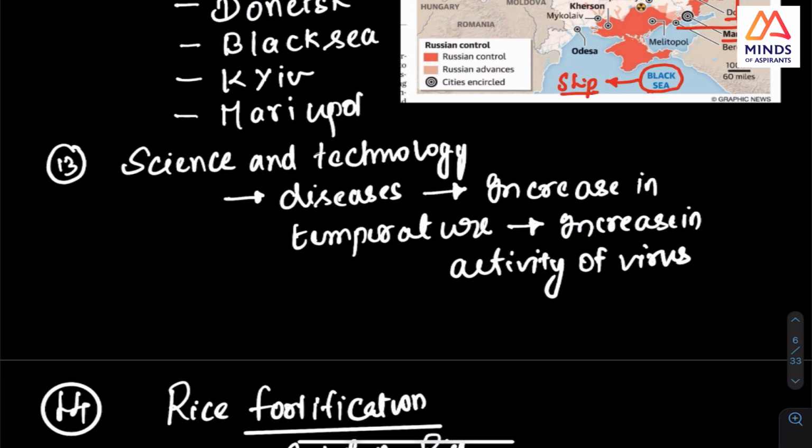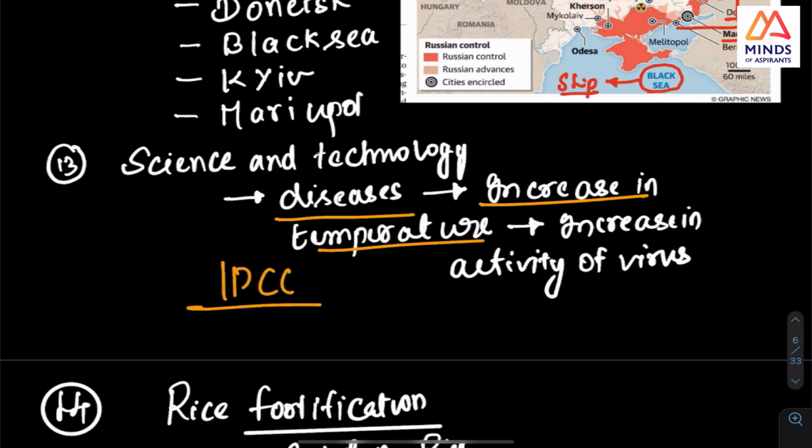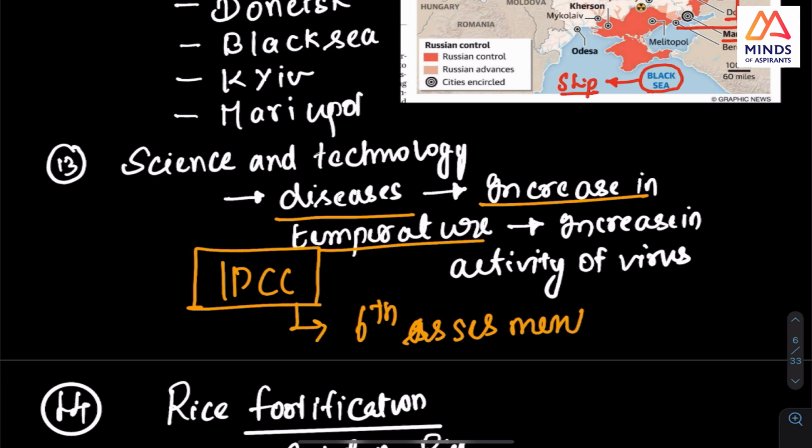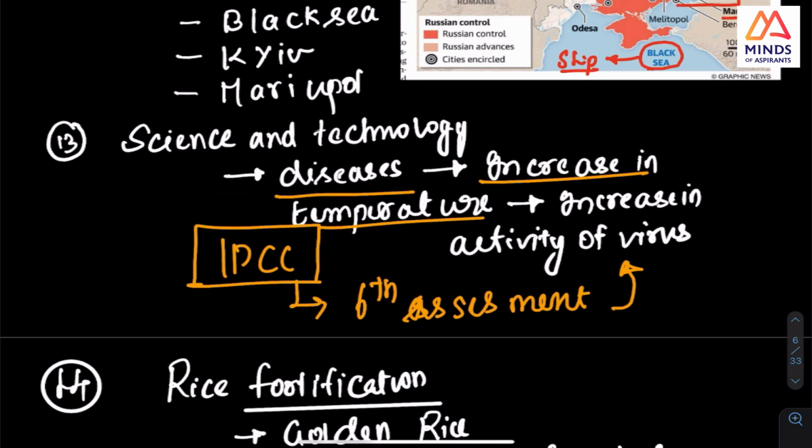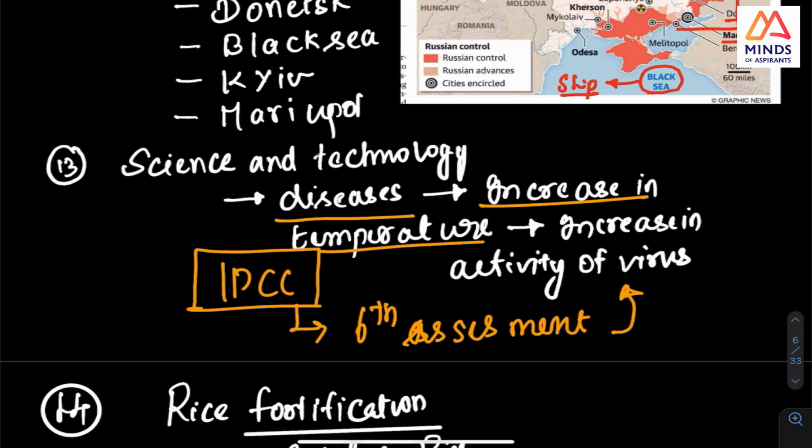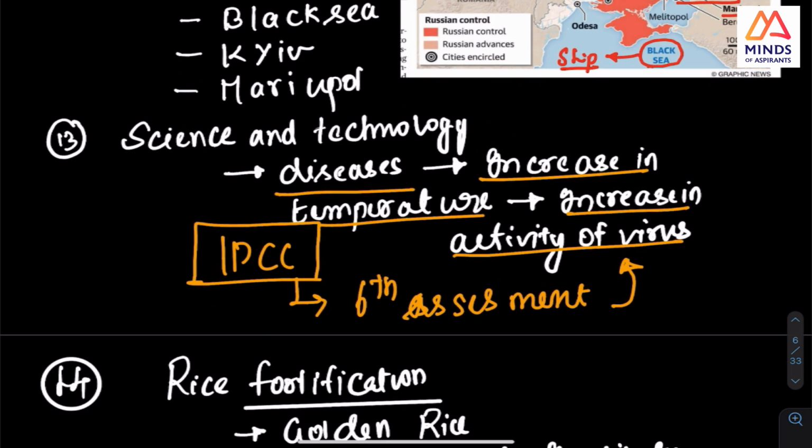See, the temperature is increasing, and climate change is increasing. So the IPCC report, the sixth assessment report, sixth or seventh, please check it. The sixth assessment report has been in the news, and it says that with an increase in temperature, increased activity of viruses happens.